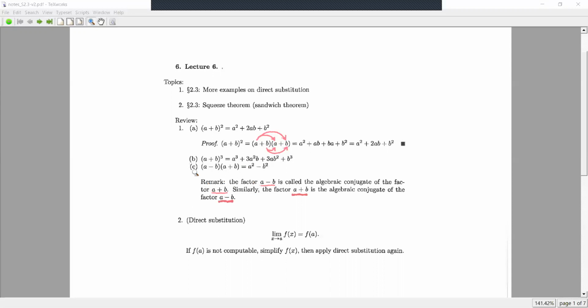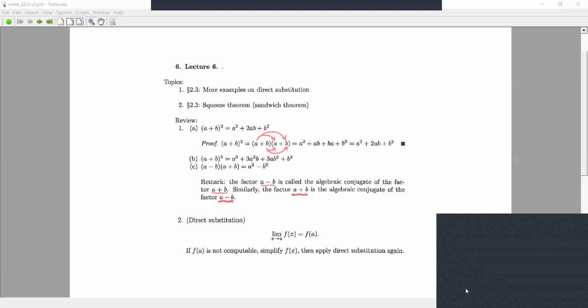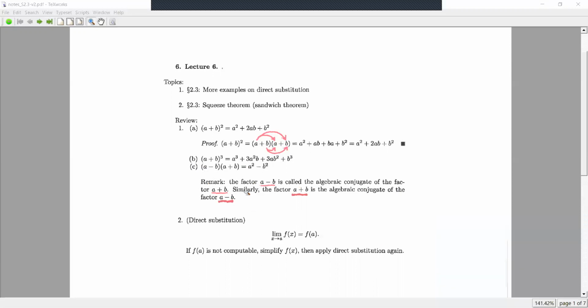One remark about formula C. People usually call the factor a - b the algebraic conjugate of the factor a + b. Reversely, people also call a + b the algebraic conjugate of a - b. So a - b and a + b are the algebraic conjugates of each other.